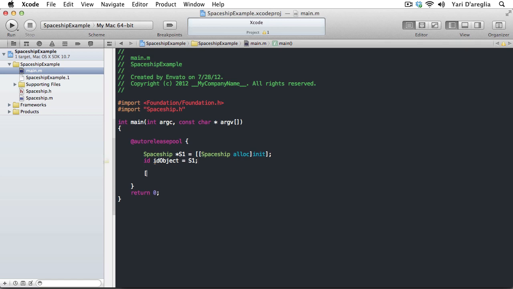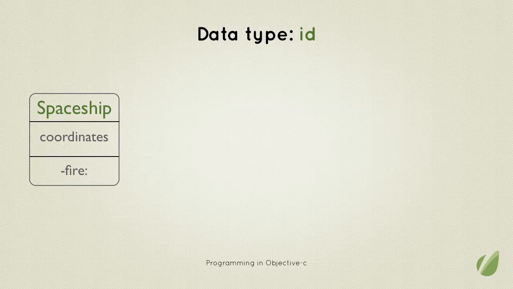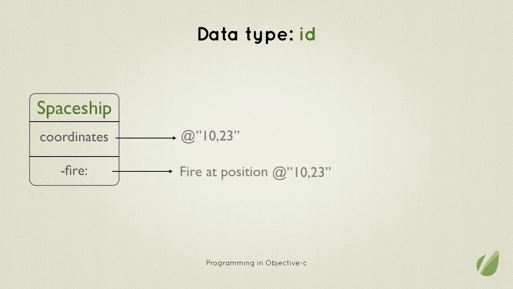We can write [object fly], and as you can see, we are allowed to send a message described in the Spaceship class to a generic object. In this case, the id object contains a spaceship object. But let's see another example. I have prepared a single class called Spaceship with a property coordinates described by a string, like "10, 23". Bear with me, this is not the best way to define a position, but it's all you need for this example. And then a method called fire, which lets the spaceship fire at a given position, again described by a string.